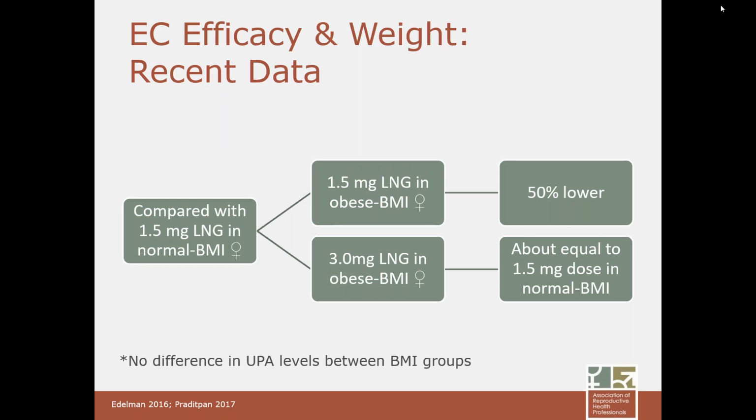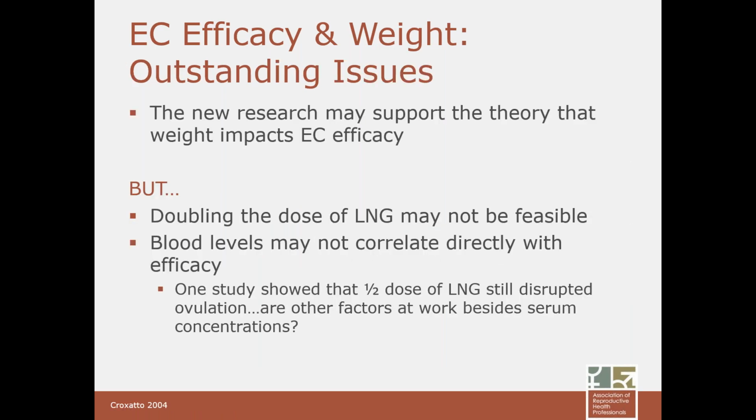We don't know if serum levels are the best marker of efficacy. We don't know how serum levels translate exactly to efficacy with emergency contraception, but you can see that there is some evidence that the dose and body weight may have some significance that we need to follow going forward. Further research is definitely needed, but doubling the dose of Levonorgestrel may not be feasible for all women. Not only does that increase the cost of emergency contraception significantly, we're not 100% sure that serum levels are the only answer to what's going on in women who are obese taking emergency contraception.